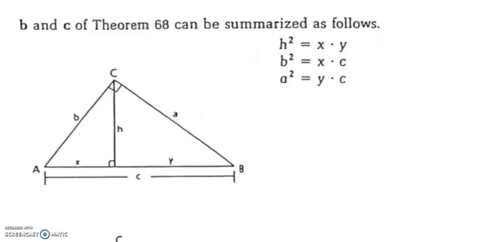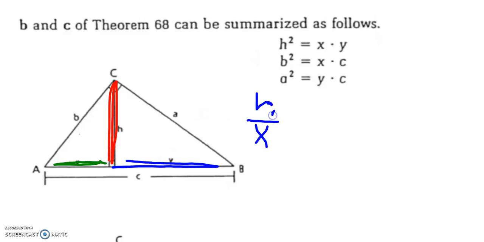So this first one is basically saying the altitude is the mean proportional between the segments of the hypotenuse. So we're looking at the altitude here, and it's the mean proportional between the segments of the hypotenuse. So that's x and y. So we have h over x equals y over h, which we know simplifies to h squared equals xy.